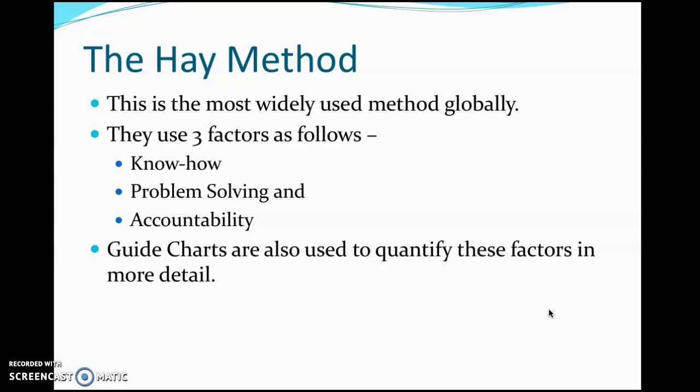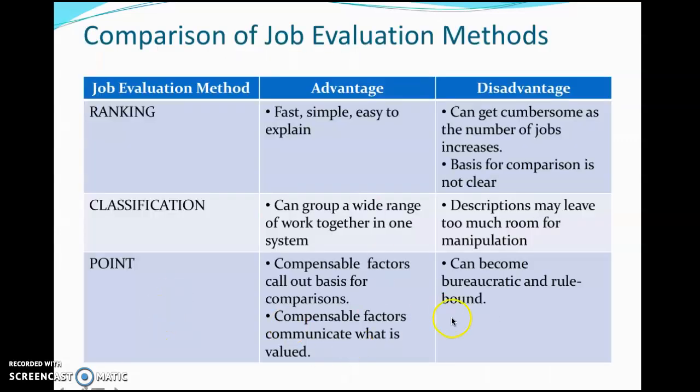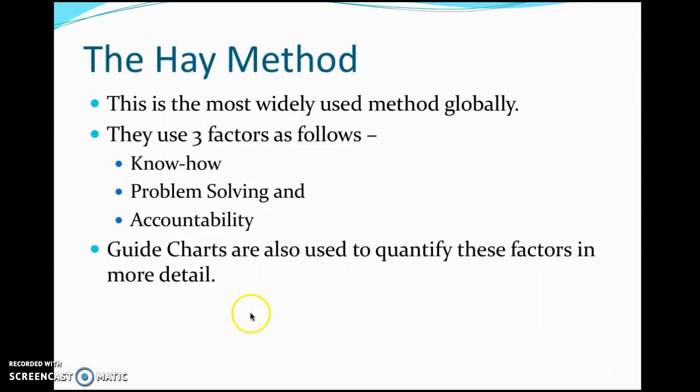So there's one more that's a very globally used one, the Hay method. They use 3. So this is actually a point method one, but it's been sort of, well, sold. You can buy this and use this, right? So their 3 factors are very clear. The know-how in the job, your problem-solving capability, and your accountability. So those are their 3 compensable factors that they have used, which makes sense for any organization, right?